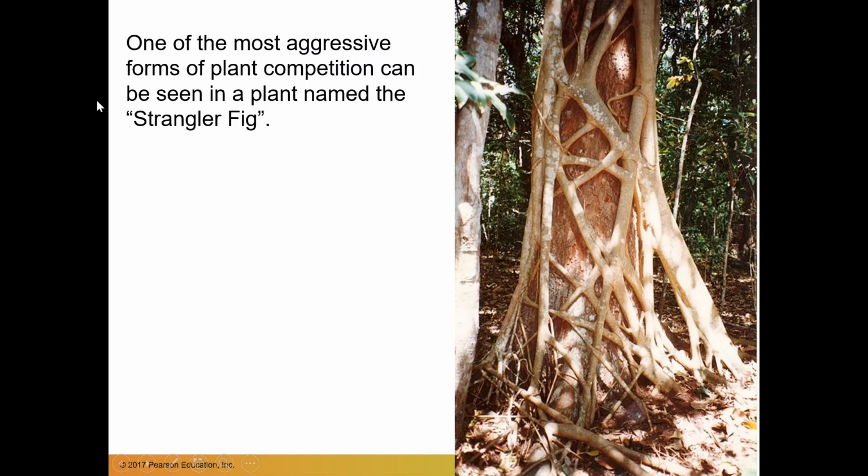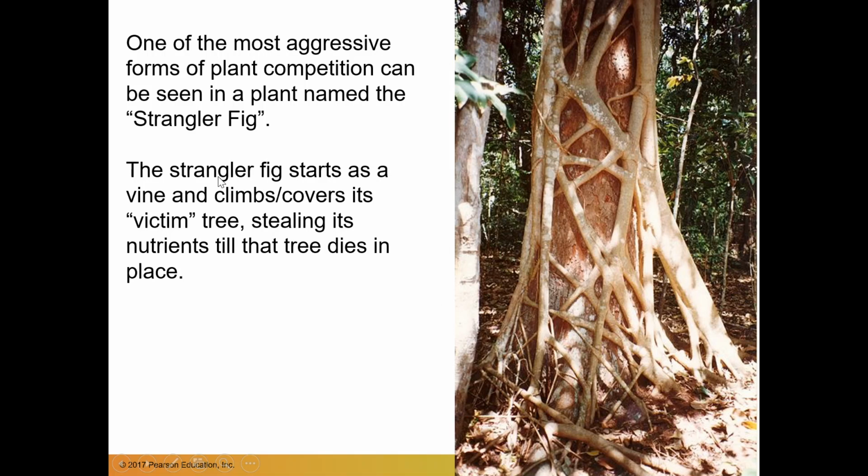This is called a strangler fig. It does what it says. There is an intense amount of competition for light in the rainforest. This strangler fig starts as a vine, and it puts roots down all around the base of the tree. It climbs up and starts covering the tree.